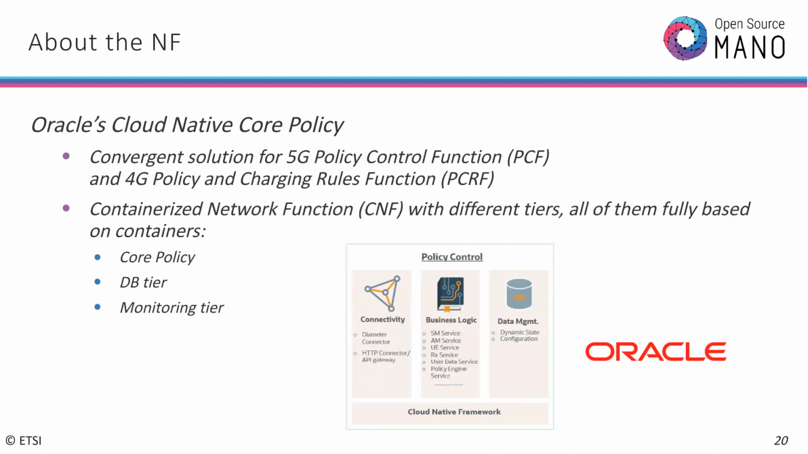Well, just a few comments about the network function. The network function is Oracle's cloud-native core policy that it's a coverage solution for 5G and 4G. Okay, so for 5G policy control function and for the PCRF function in 4G. It's a containerized network function, what we call a CNF. It's a mix of different tiers, right? It's basically consisting of three main tiers, right? The core policy, that it's the function itself, right?